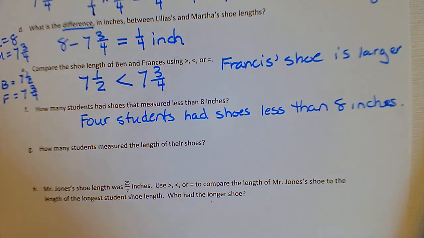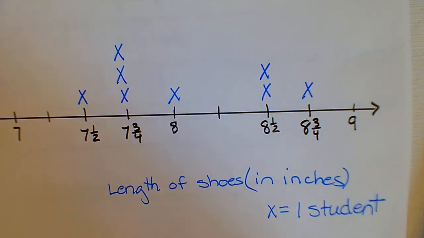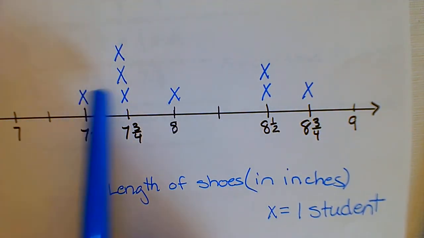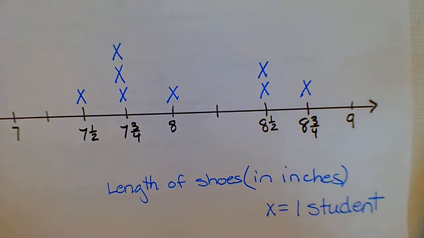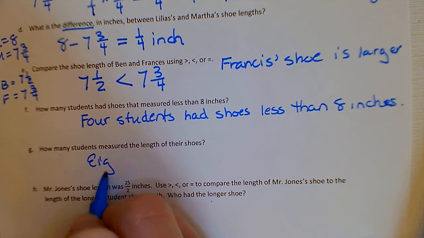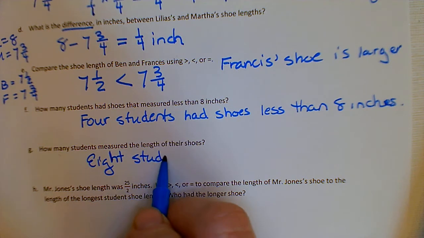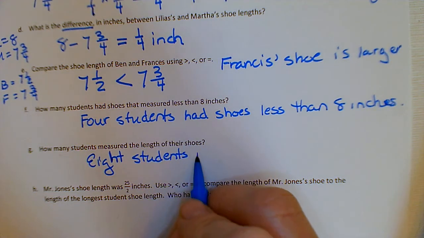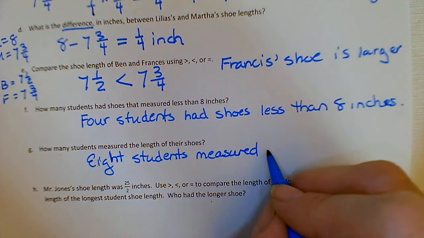Okay. How many students measured the length of their shoes? So for this one, they're asking us what was the total number of students that participated in this. And we could use either our table or our line plot. So let's go ahead and take a look at our line plot. We have 1, 2, 3, 4, 5, 6, 7, 8. And 8 students participated. So 8 students measured. I'm trying to use exactly what they have here, the length of their shoes.